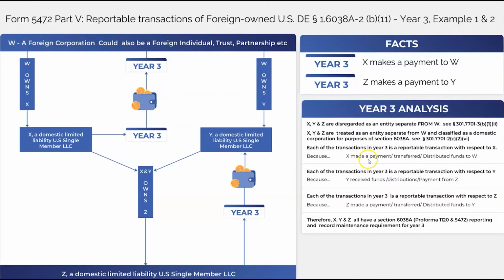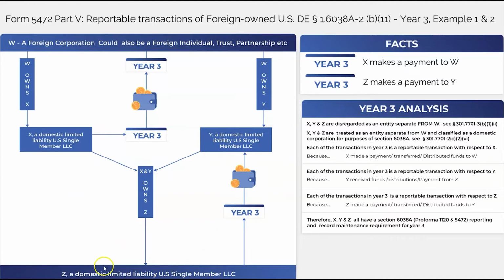Now let's look at the year 3 analysis. In year 3, based on all the facts that the IRS has provided here, the IRS says that X, Y, and Z are all disregarded entities separate from W. So X, Y, and Z, they are all disregarded entities. X is a disregarded entity because it's owned by W, which is a single member. Y is a disregarded entity because it's owned by the same W here. X and Y came together to form Z.